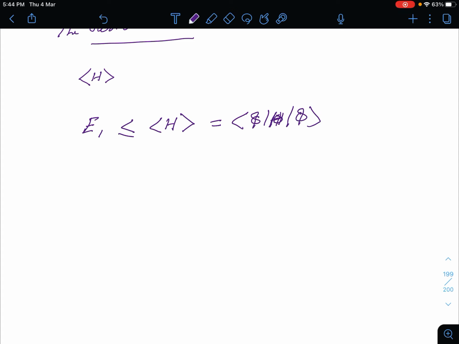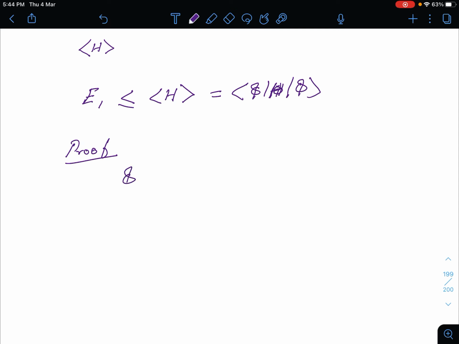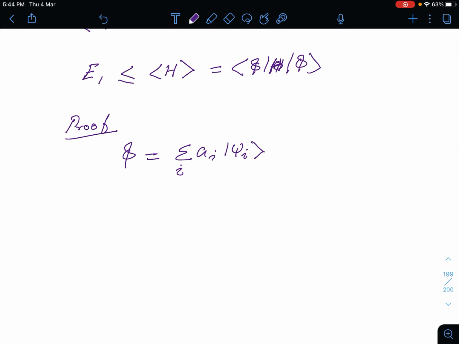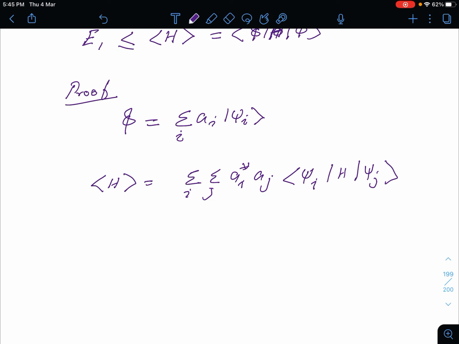For the proof, we can express the trial wave function which we are using as a linear combination of the actual wave functions, which we don't know. We are not actually doing that in practice, but it's for the proof. So the expectation value of the Hamiltonian would be simply the sum over i and j of a_i star a_j times the integral of psi_i H psi_j.